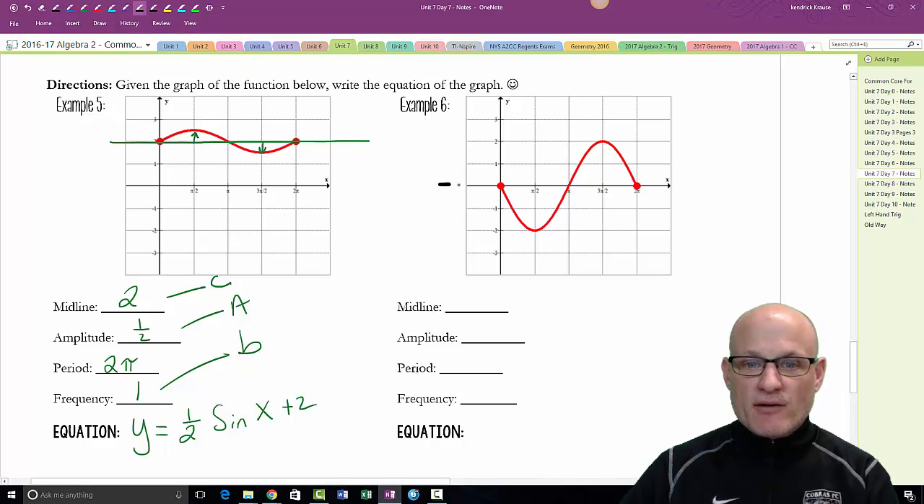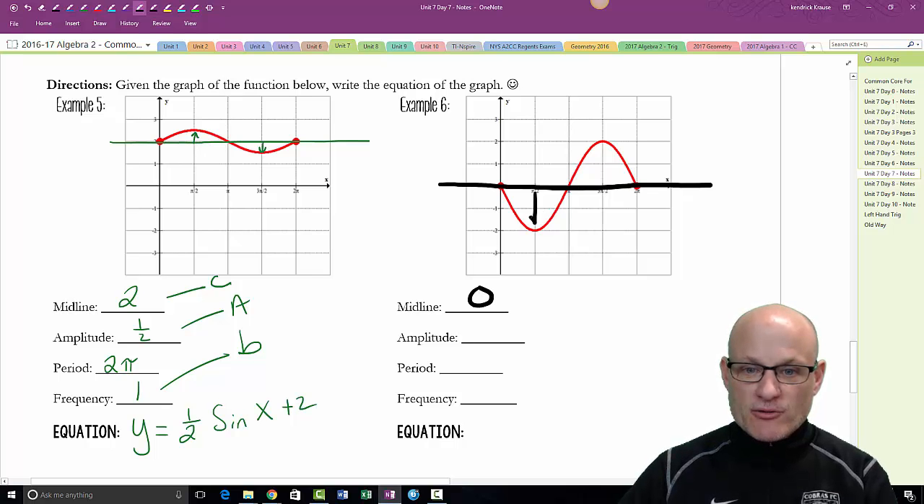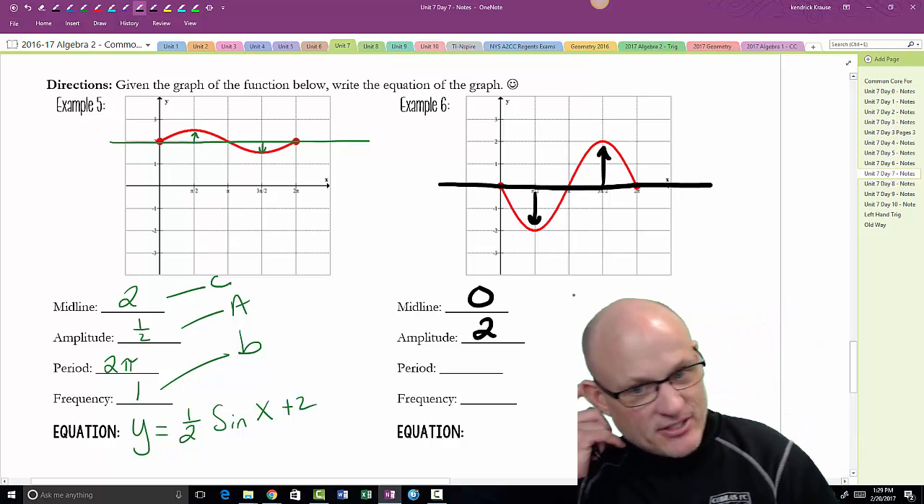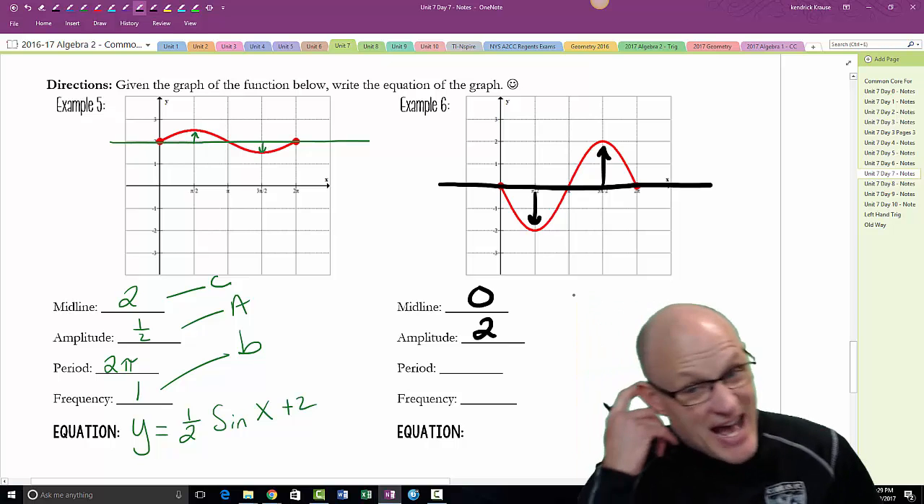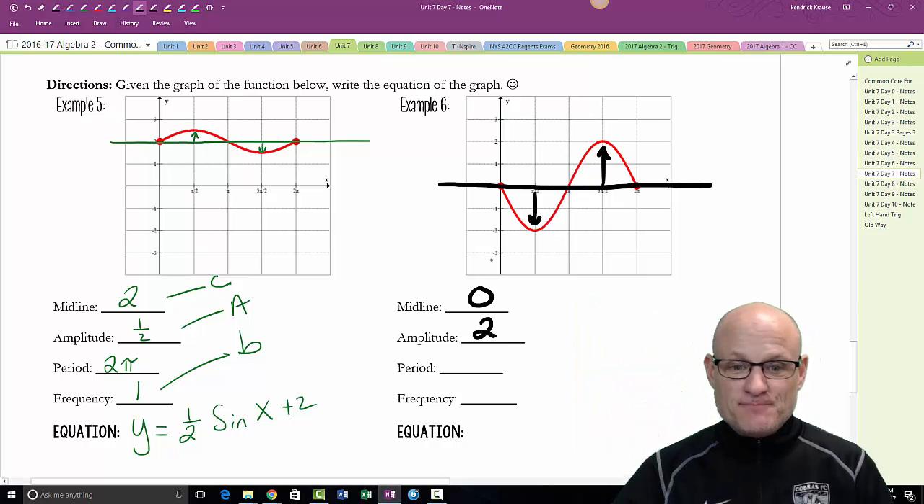All right, let's talk about midline. Doing this midline right here. Oh, that's just 0. Amplitude. Down 2, up 2. The amplitude is 2. It has nothing to do with being positive or negative. It's just 2. How high did it go from the midline?